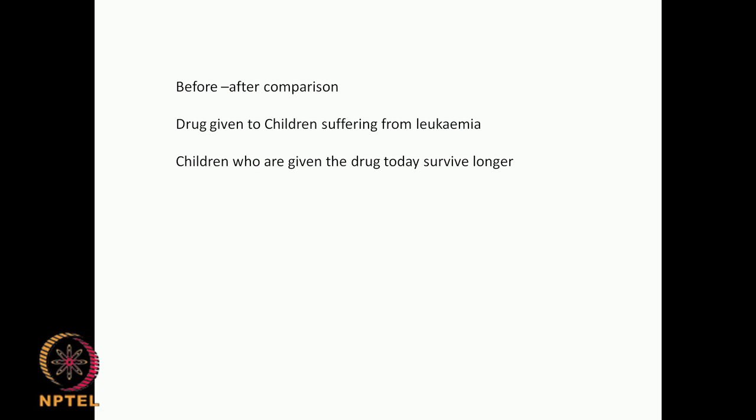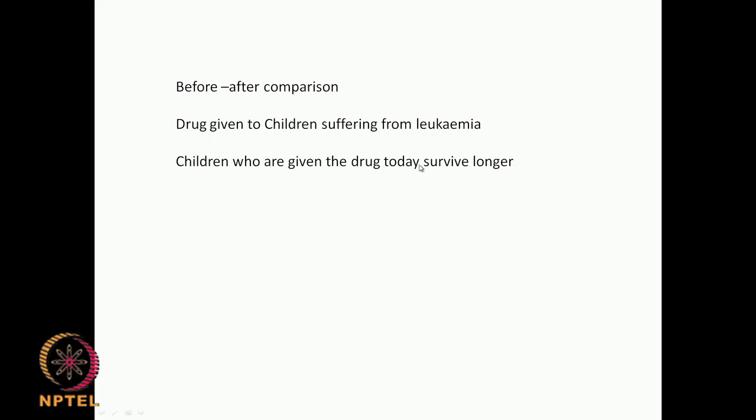For example, drugs are given to children who are suffering from leukemia. Once upon a time, maybe 50, 60 years back, there were no drugs for leukemia, whereas now we have drugs for leukemia. Now the children are surviving longer with the drug today. So, can we say that the drug is the cause or the reason why the children are surviving longer?